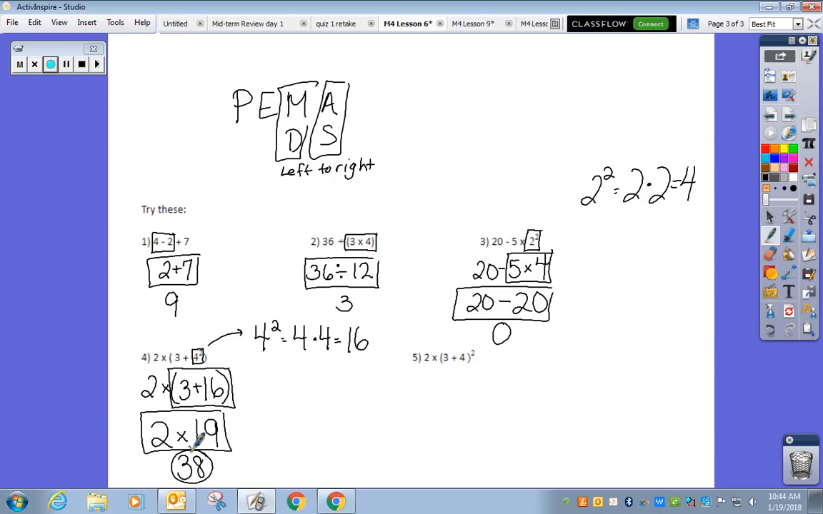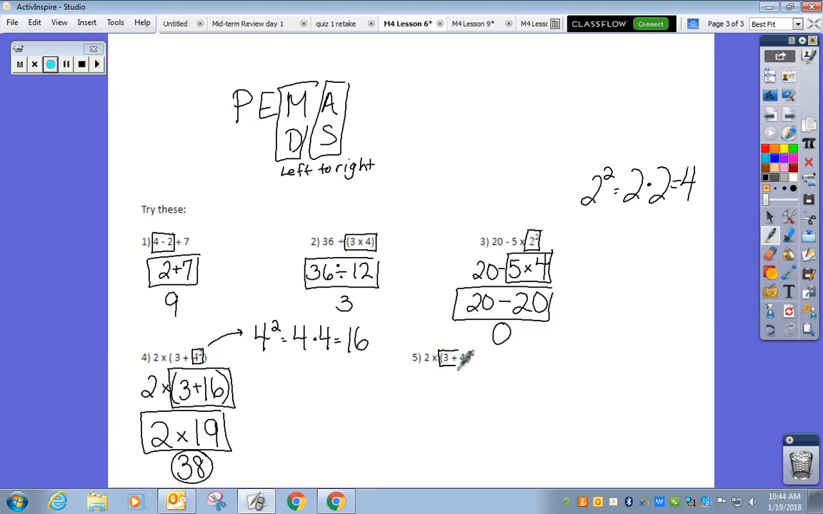Now, looking at number 5, it looks extremely similar to number 4. The difference is where the exponent is. In number 4, the exponent is directly attached to the 4 inside the parentheses. In number 5, the exponent is outside the parentheses. When that happens, you're going to do what's inside the parentheses first and attach the exponent to that. So with PEMDAS, I'll be doing the parentheses first.